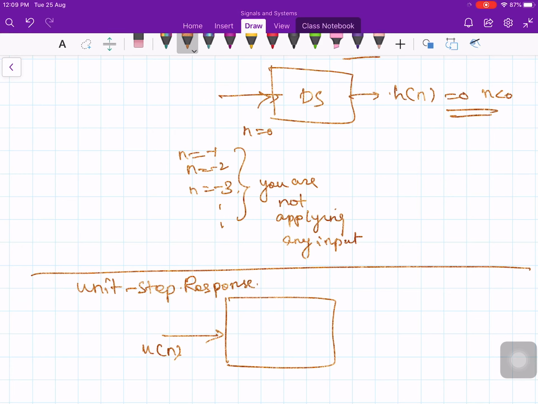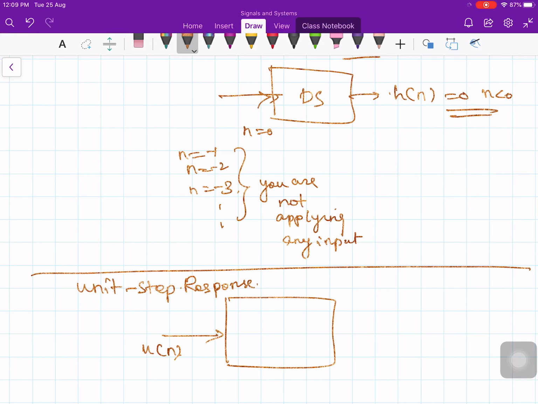Now what is y of n in this? You are adding all the values. L equals minus infinity to n x of L. That means what? You are adding x of minus infinity plus up to dot dot dot x of minus 2 plus x of minus 1, x of 0 plus x of 1 plus up to x of, let it be n for a while, up to x of n.